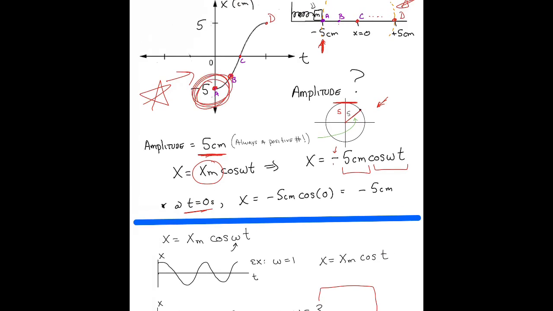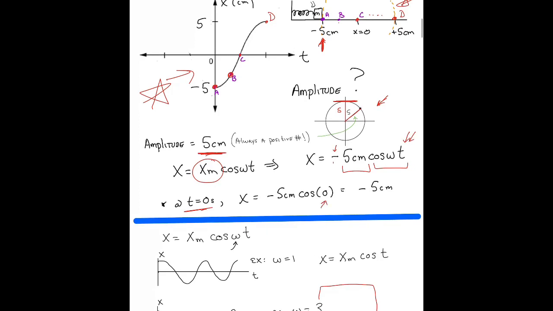Right there at time equals 0, if I put in a 0 on your calculator, the cosine of 0 is 1. So if this is 1 and that's a 5, you need the minus sign. So this function right there describes that mass and spring going back and forth. So the amplitude is 5.